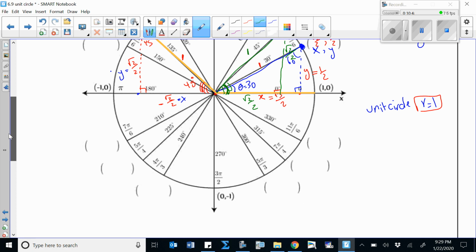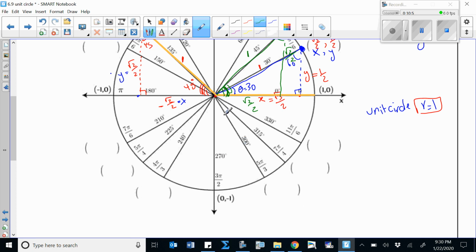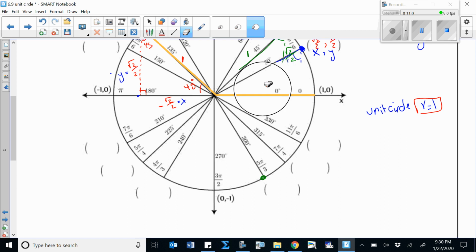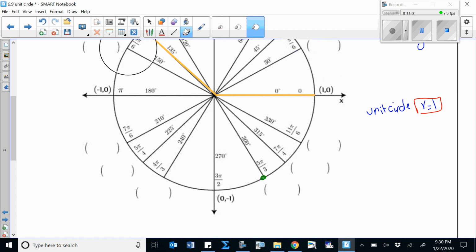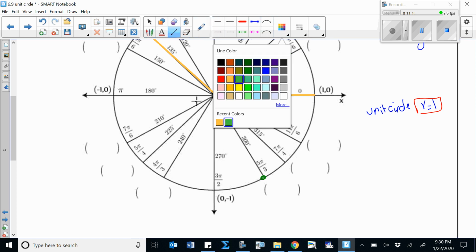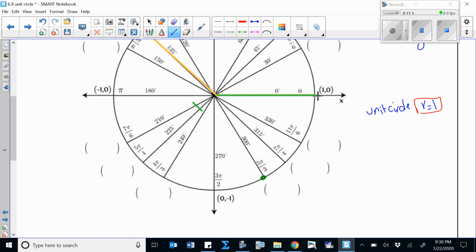Okay, now let's work on another one. I'm going to find coordinates of this point at 300. I'm going to erase all these to make some space for myself. Okay. So this time the angle that I'm working is this one. From here, this is our initial side, and then go back to this point. This will be my terminal side. Basically, this is my angle, which is 300 or 5 pi over 3.